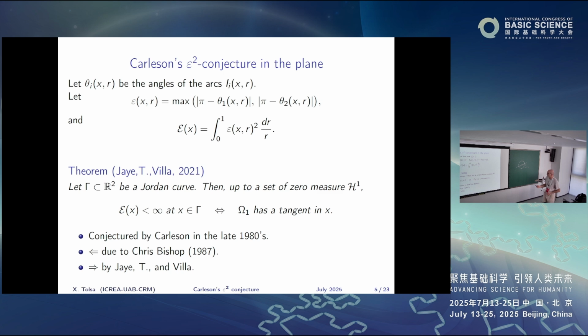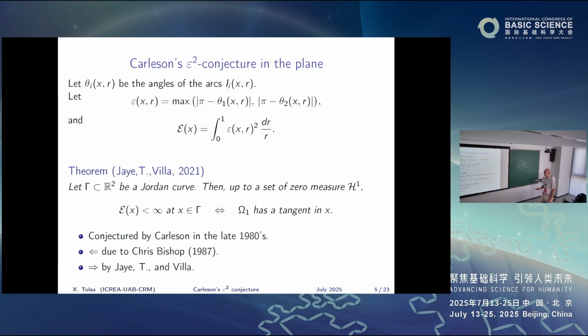And then what we do is we consider this integral. We integrate from 0 to 1 these epsilon coefficients to the power 2, and we integrate dr over r. So this is a scale invariant integral, right? Epsilon is invariant by scaling, and also this integral is essentially invariant by scaling.